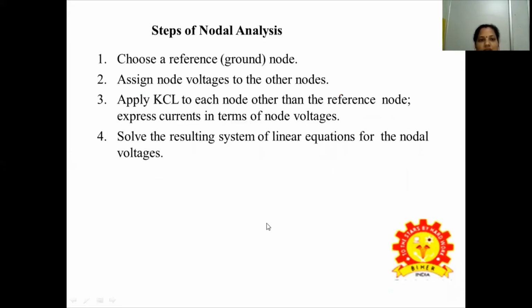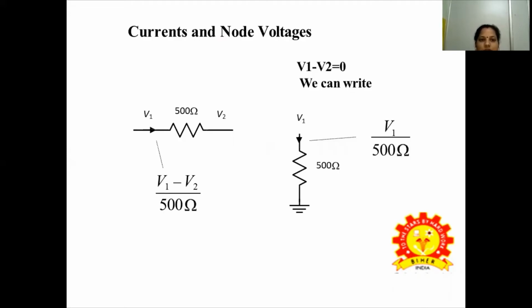The steps for nodal analysis: choose a reference node, assign node voltages to the other nodes, apply KCL to each node other than the reference node, and express the currents in terms of the node voltages. Then solve the resulting system of linear equations for the node voltages.